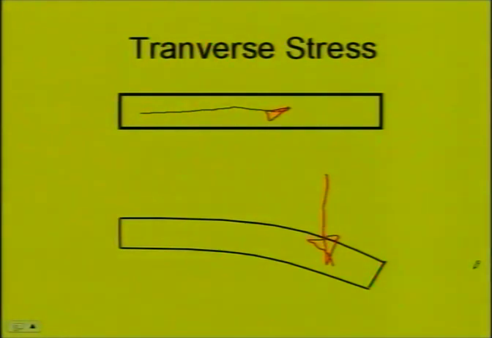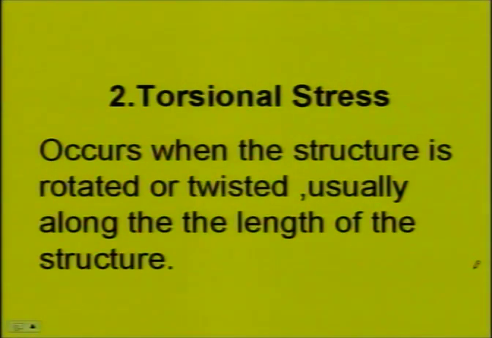All right, here is another example. Okay, the torsional stress occurs when the structure is rotated or twisted, and usually along the length of the structure. That is torsional stress. You have seen torsional forces or force torsion, but this time we are looking at stress or torsional pressure.